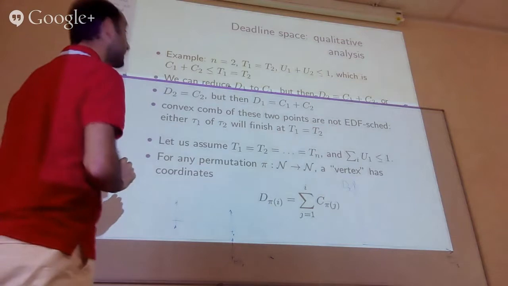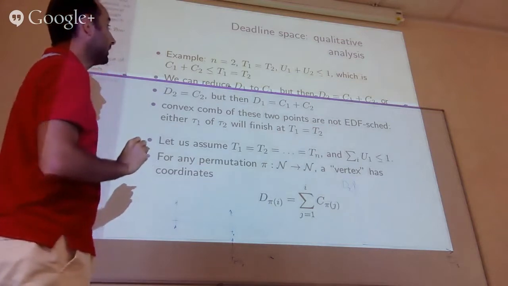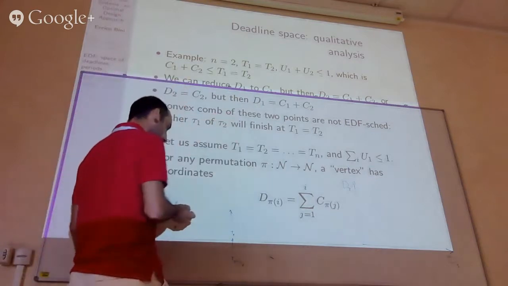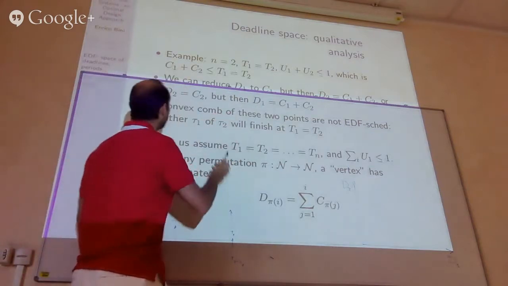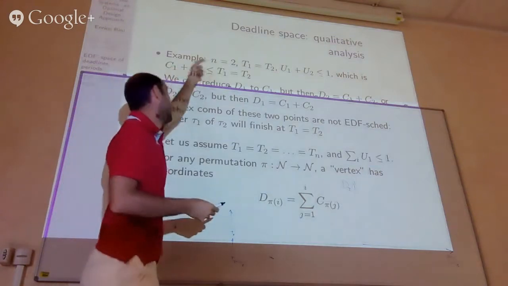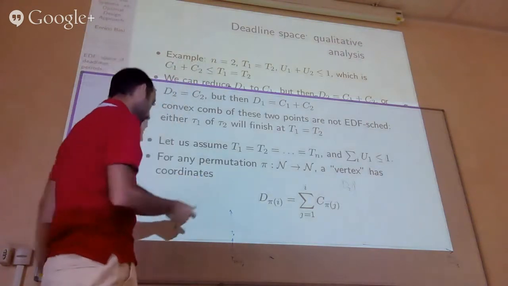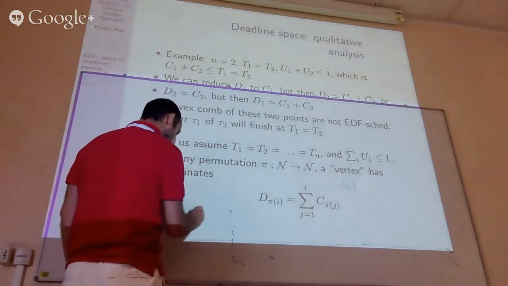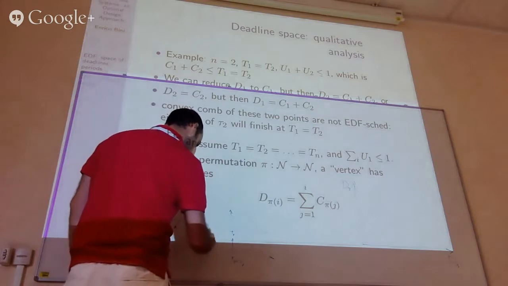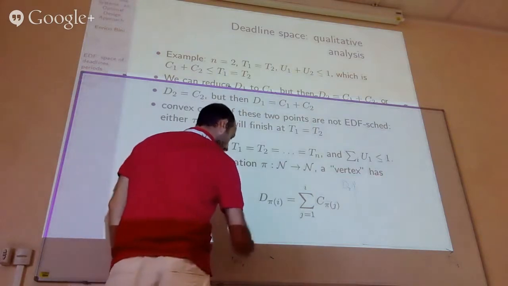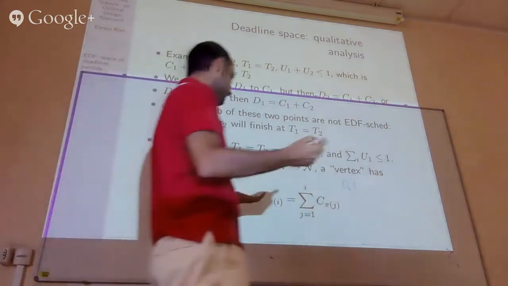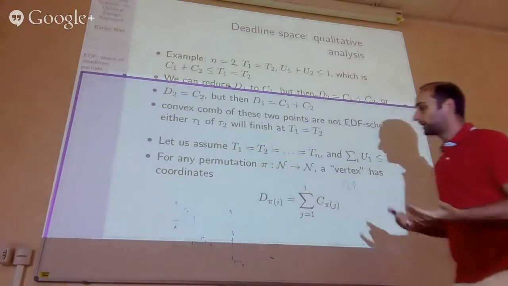Let's also go into the case of total utilization less or equal than 1, of course, which can be translated here as C1 plus C2 less or equal than T1, which is equal to T2. So here we have to fit C1, and here we have C2. And here T2 is correct, because the periods are the same. Now, the question then is, what are the feasible deadlines?